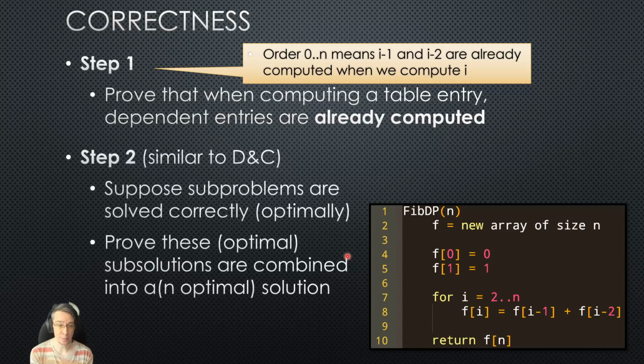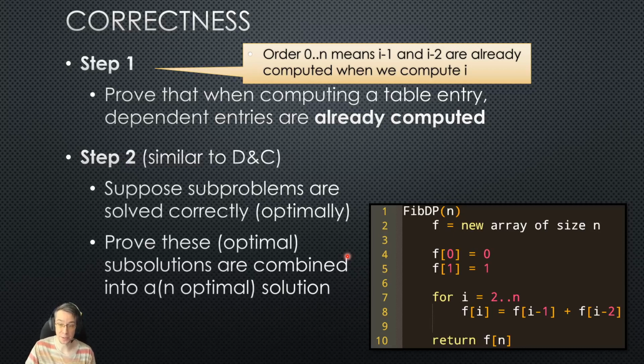Step 2, this is quite similar to divide and conquer. We suppose that the subproblems are solved correctly. And if this is an optimization problem, that also means optimally. Then we prove that these sub-solutions are combined into an optimal solution, if this is an optimization problem. So that much is very much like divide and conquer. Works the same way. So assume we filled in f of I minus 1 correctly and f of I minus 2 correctly, so they are the I minus 1th and I minus 2th Fibonacci numbers. Adding them will produce, by definition of a Fibonacci number, that comes from the problem, the ith Fibonacci number.